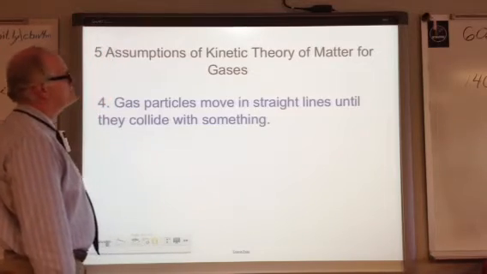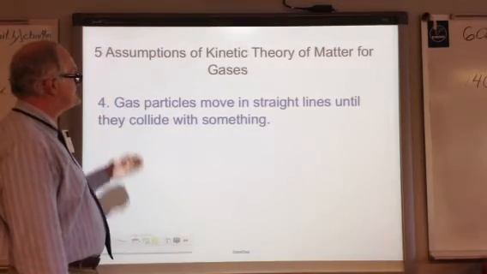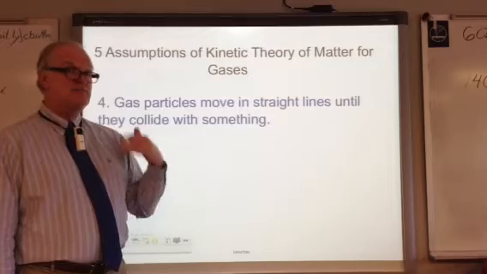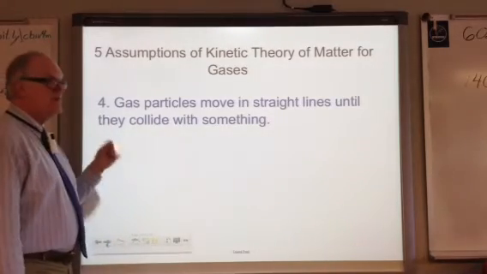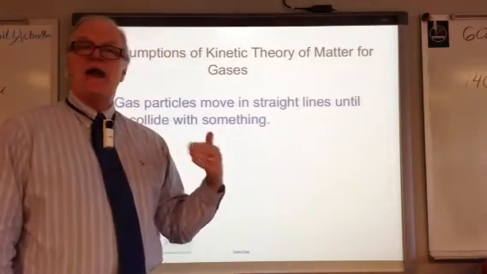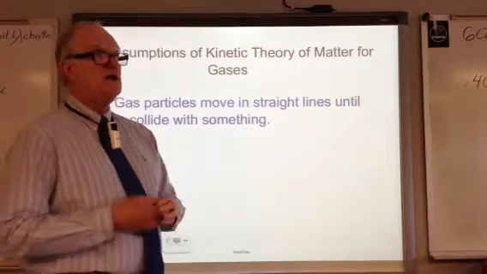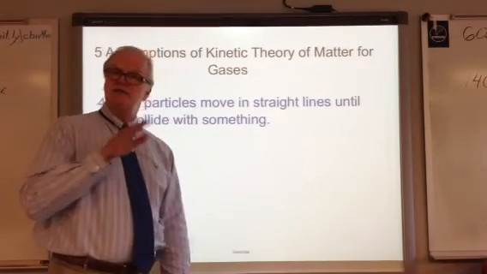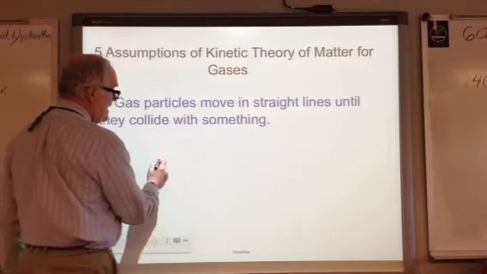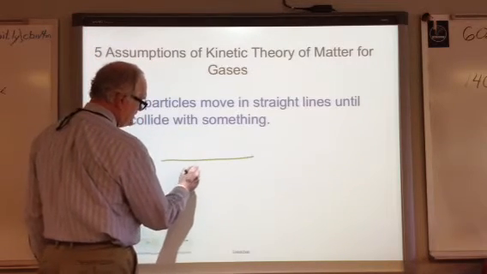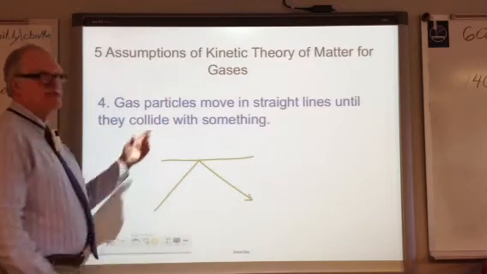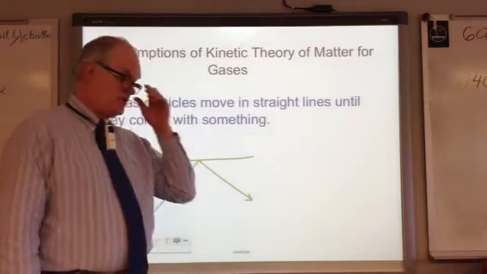Here's our 4th assumption for the kinetic theory of matter as it applies to gases. And that is that the gas particles that are moving, remember they're moving all the time, are moving in straight lines. But they stop moving in straight lines when they collide with something. You can think of this as what happens when we play the game of pool, right? So you hit the cue ball and it goes along in a straight line until it hits another ball, and then it might veer off, or it might hit a cushion and bounce off. So we might have a ball coming into a cushion at this angle, and then it bounces off at that angle. So it moves in a straight line until it hits something. And that's the way we can think of these gas particles behaving also.